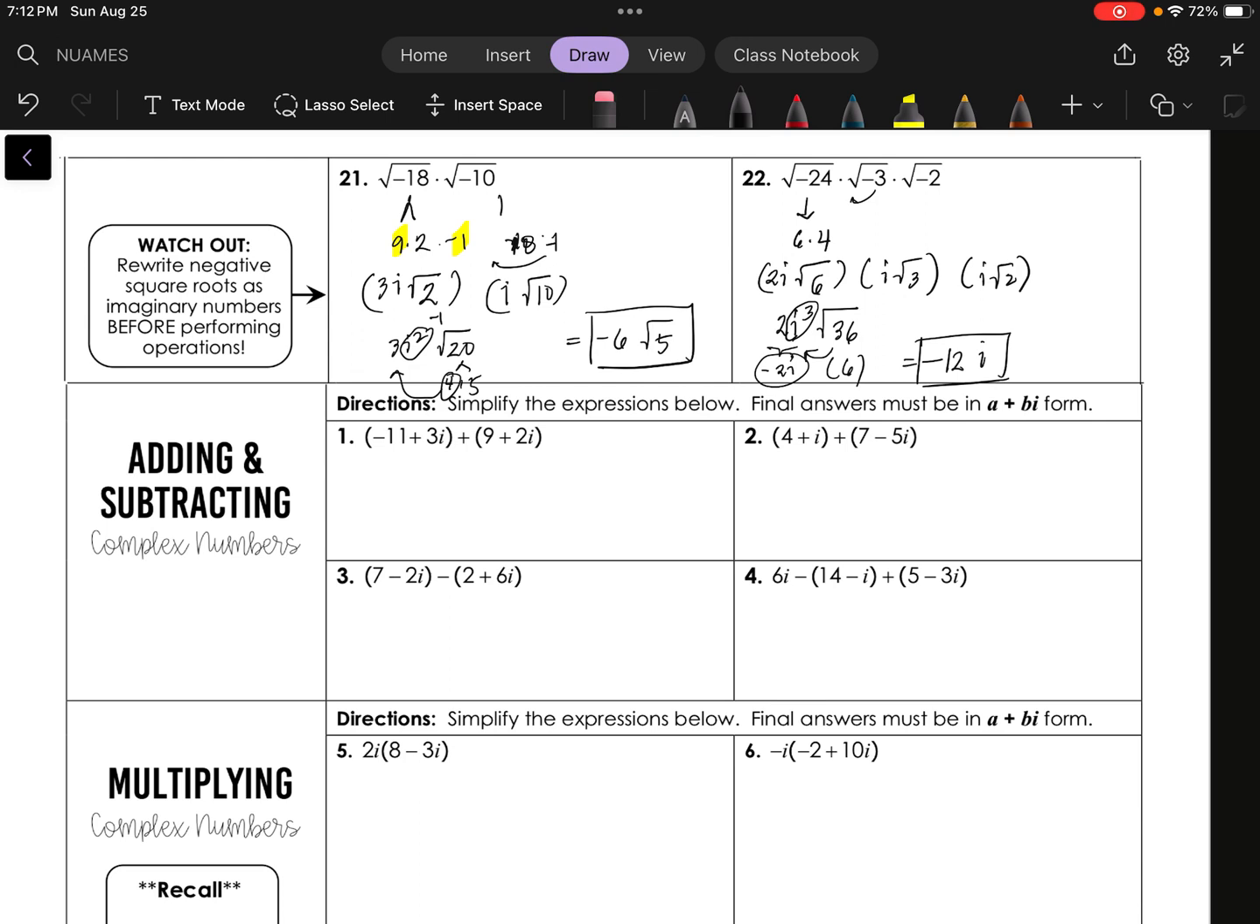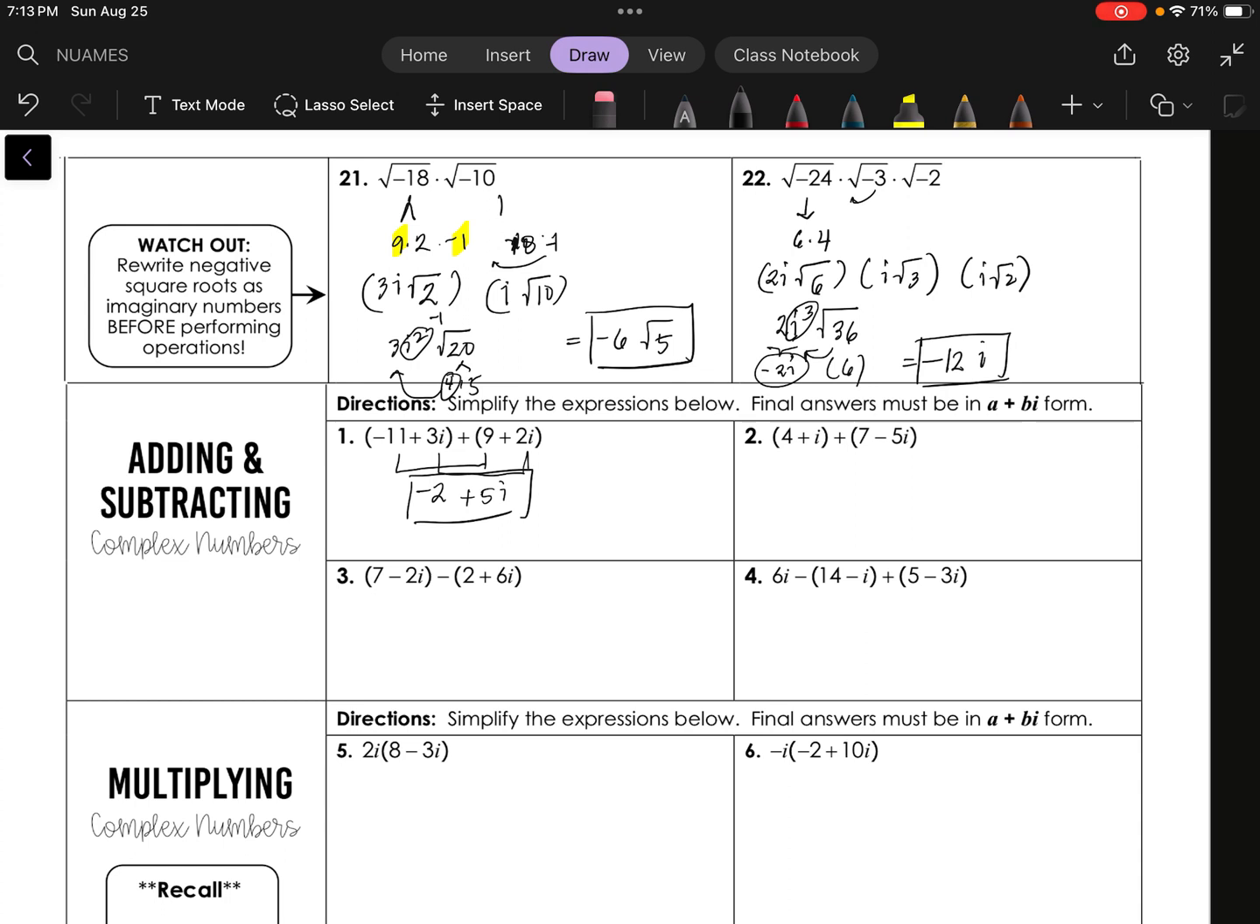And when you're adding and subtracting, always remember that you're only allowed to combine common terms, meaning if it's an i term, that can only be combined with an i. If it's a real part, you can only combine that with a real part. So if you take a look at this, negative 11 and 9 gives you negative 2. And then 3i and 2i gives you a positive 5i. And that's already in the simplest form, a plus bi.